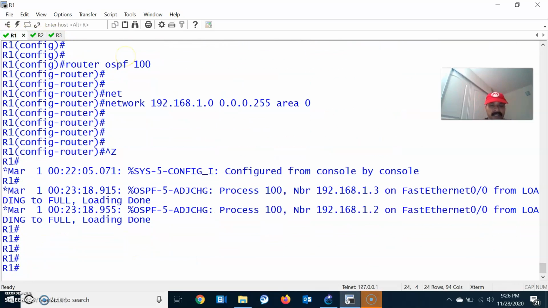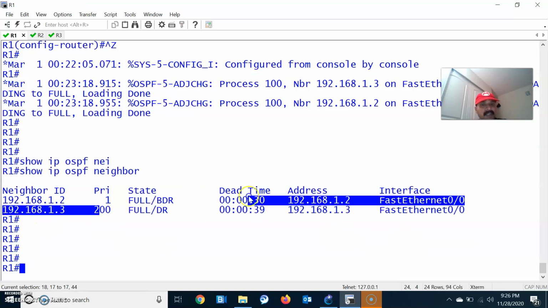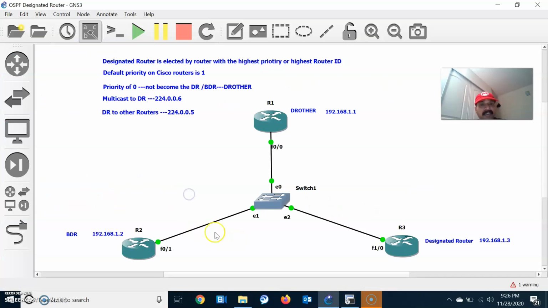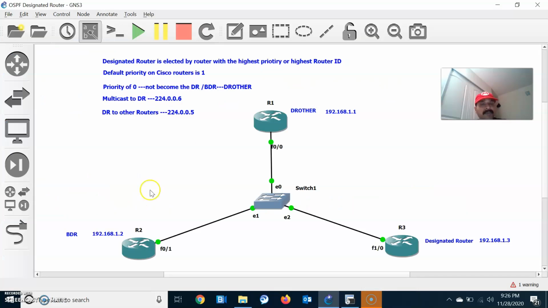Now let us check the neighbor relationship. Show ip ospf neighbor. You are able to see, right, 1.3 is elected as the designated router because of the highest priority, and 1.2 is elected as the backup designated router. This has the least priority, 1. So 1.2 is elected as the backup designated router, and 1.1 will be the DR other router.